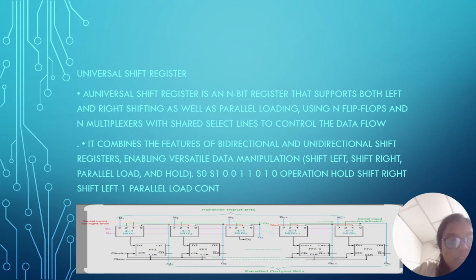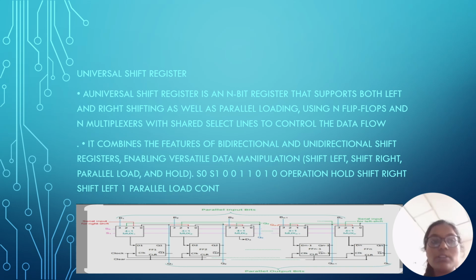It has some applications. Universal shift registers are widely used in serial communication, converting data between serial and parallel, arithmetic operations, multiplication or division by shifting bits, data storage, counters and sequence generators, digital signal processing, and microprocessors.